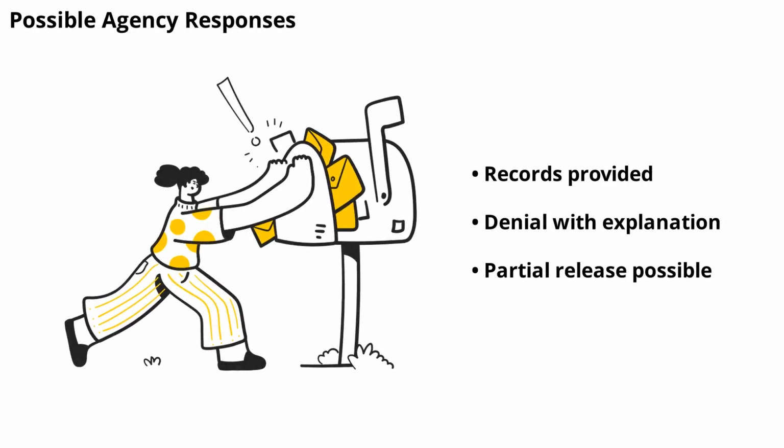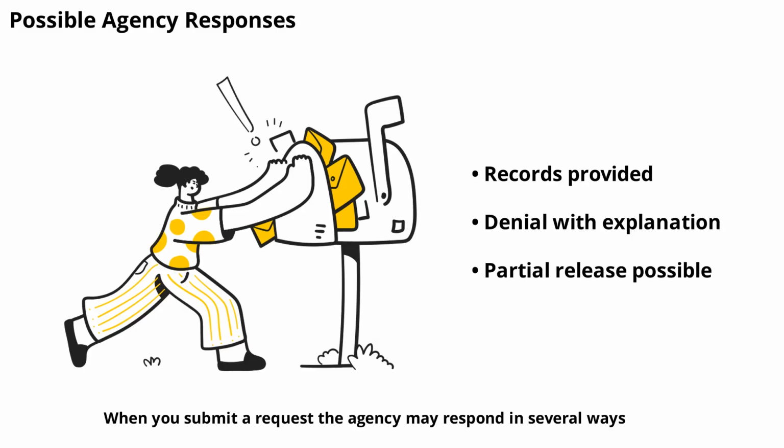When you submit a request, the agency may respond in several ways. They might provide the records, deny your request with an explanation, or ask for more details. Sometimes they'll release part of the records and withhold the rest due to exemptions. Understanding these possible responses can help you prepare for next steps, whether that's clarifying your request or appealing a denial.